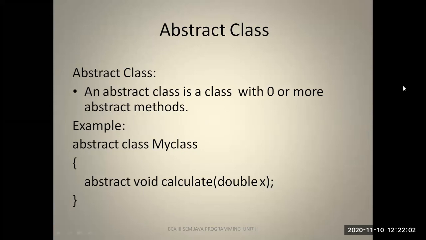An abstract class is a class with zero or more abstract methods. Let us see the example: abstract class MyClass, followed by abstract void calculate method. It does not have any definition here. So whichever class extends this abstract class, where MyClass is the superclass, whichever subclass inherits the properties of the abstract class, should define this void calculate method in its class.